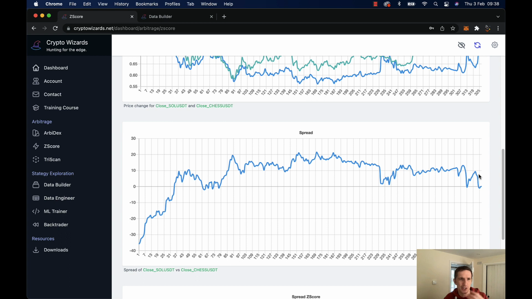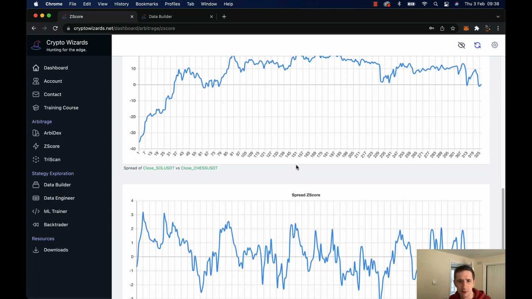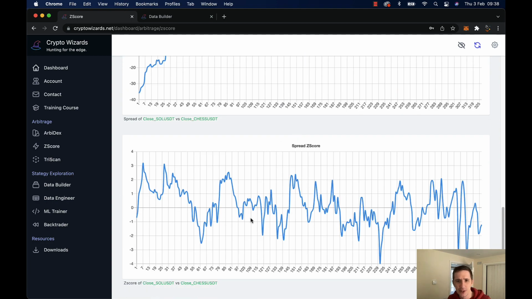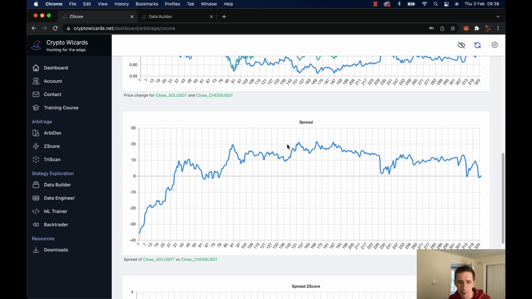But if you're like me and you just need to understand kind of what's going on, then let's continue from here. So that's really what we're trading, is the mean reversion of the z-score of the spread. So that brings me to this third chart. This is the z-score, right, of the spread.